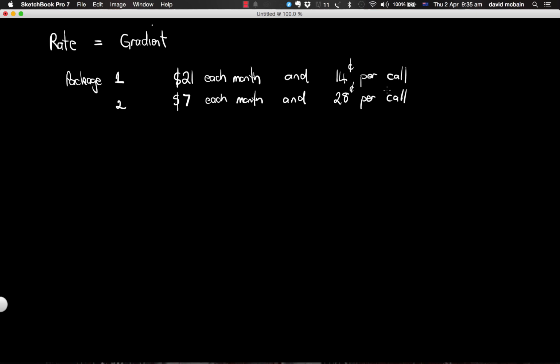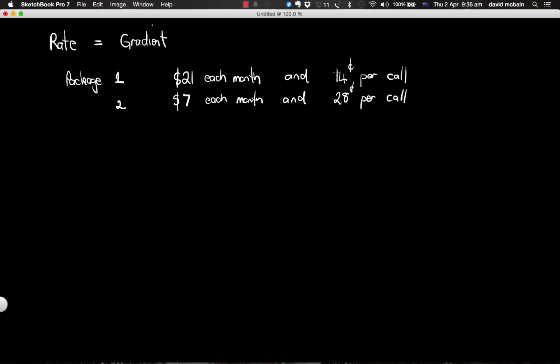So under the question, after the original statement, it's got a whole range of questions for you to answer. We have to find the equation to represent each of these packages. We need to graph the equations, and we need to find under what circumstances package 1 would be cheaper, under what circumstances package 2 would be cheaper. So let's now convert these. The first step is to convert both these packages into a linear equation.